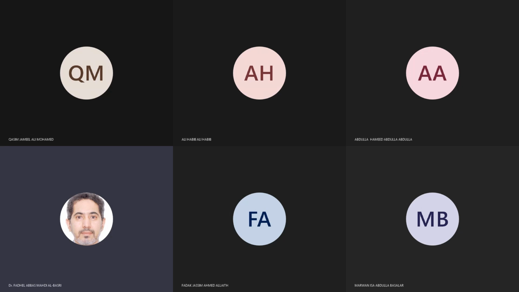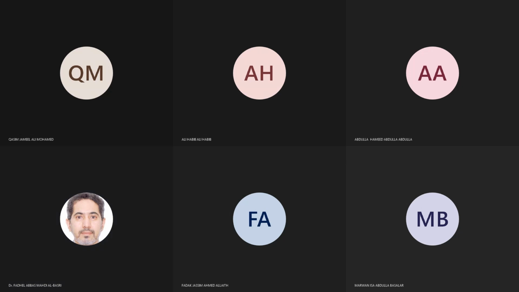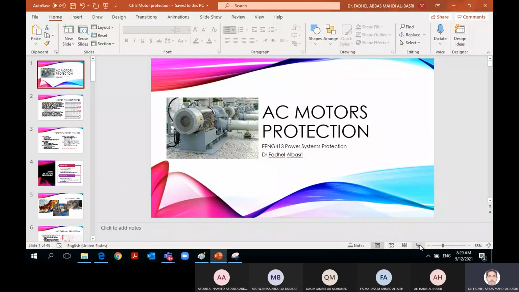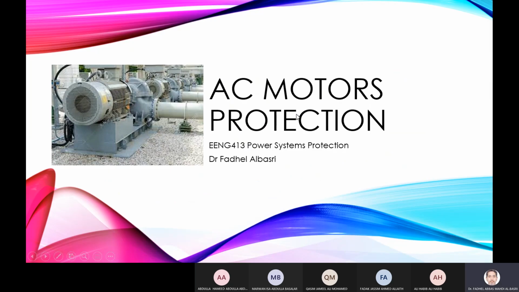I'll share with you first my slide. Today inshallah the topic is AC motor protection. Can you see the slide? Yes, we can. Okay, so what I will show you today, how what I have covered in this course so far.